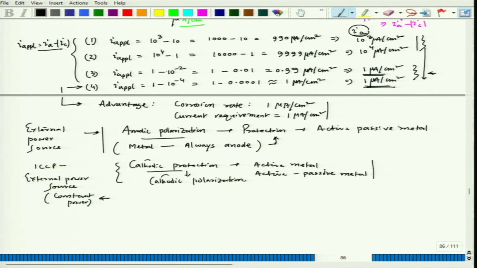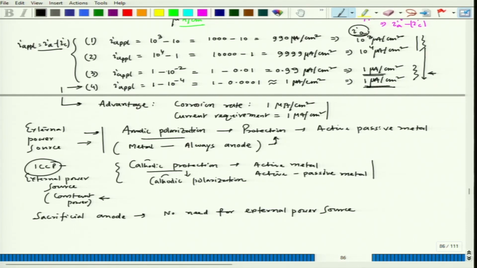So, here the current requirement would be higher than this once it achieves the protection zone, or once the polarization takes the metal to the protection zone. So, ICCP needs an external power source, but the sacrificial anode, which also takes the potential of the metal which is to be protected to a lower value, or cathodic polarization, here has no need for an external power source. Fine.